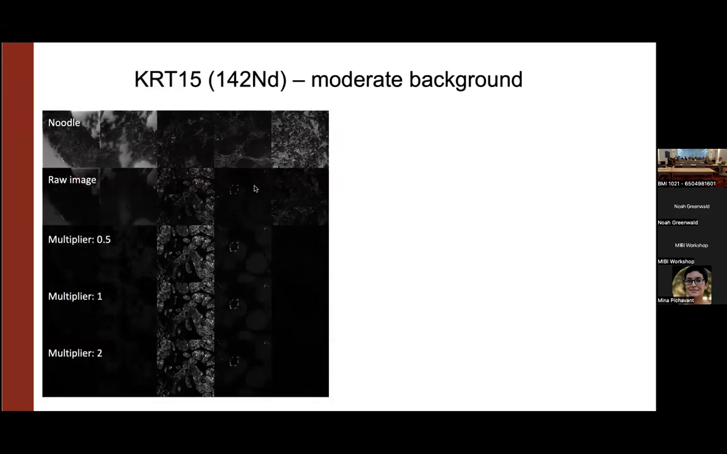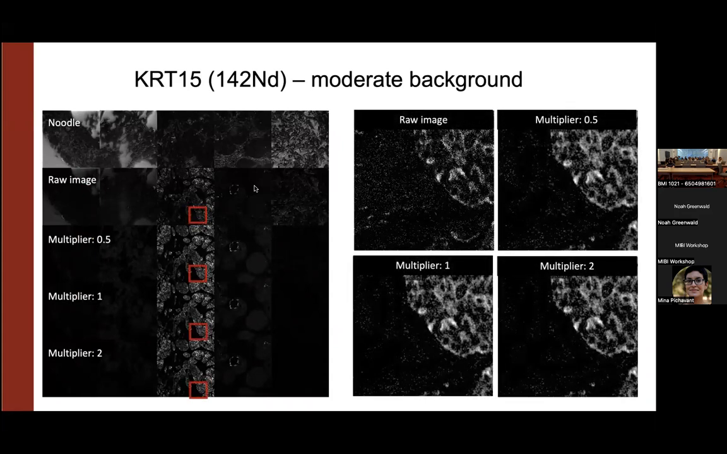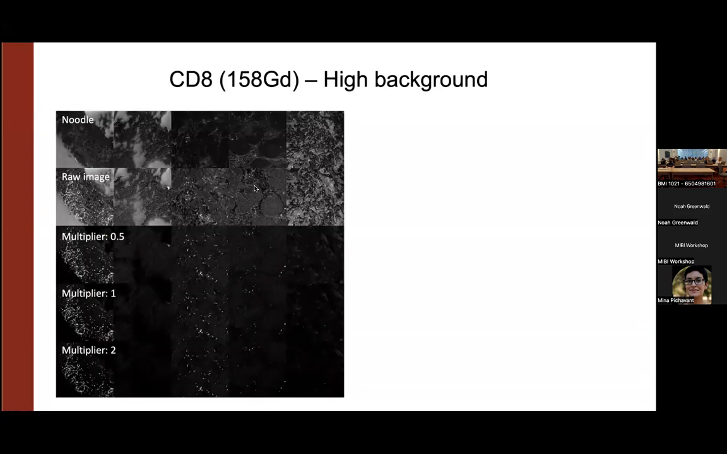All right, so this one is KRT15. KRT15 is a structural protein that's expressed in progenitor cells. And in this case, you can see that all 3 multipliers are roughly doing the same job. 0.5 might have a little bit more noise, but 1 and 2 seem to be doing a very identical job of removing the background signal while keeping the real signal.